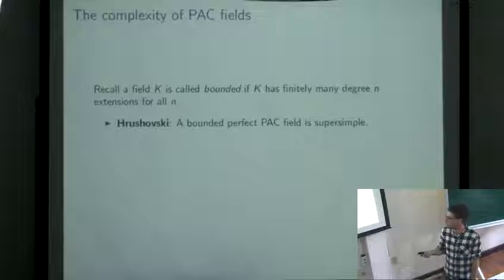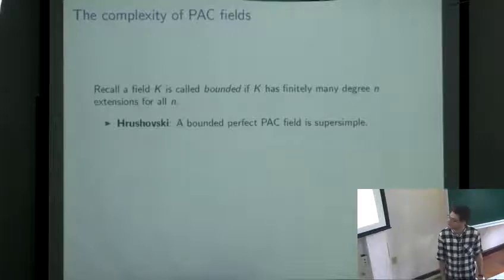But Hrushovski works in more generality. So recall that a field K is called bounded if K has finitely many degree n extensions for every n. And working in a general context where he studies definably closed sets in strongly minimal theories satisfying weak elimination of imaginaries and the definable multiplicity property together, if that definably closed set has a certain boundedness property, then the induced structure is supersimple. So the upshot is that if you think about a bounded perfect PAC field, you can think about it as a definably closed subset of its algebraic closure, and that's strongly minimal, and it satisfies all the requisite properties. So in particular, he shows that a bounded PAC field is supersimple.